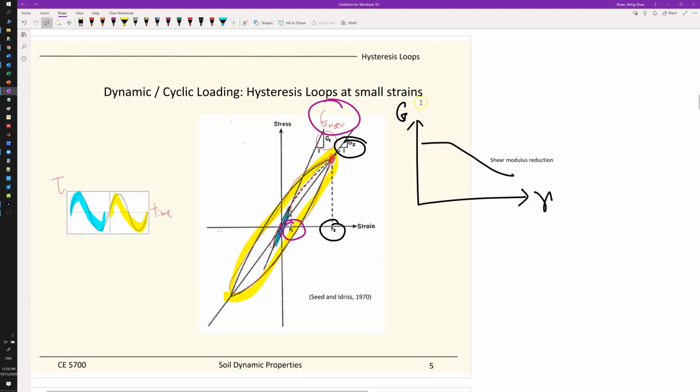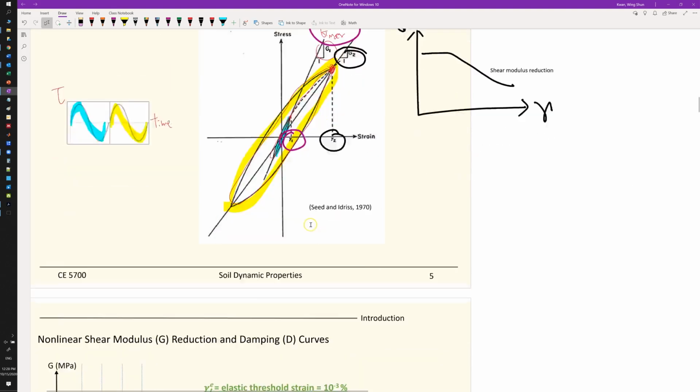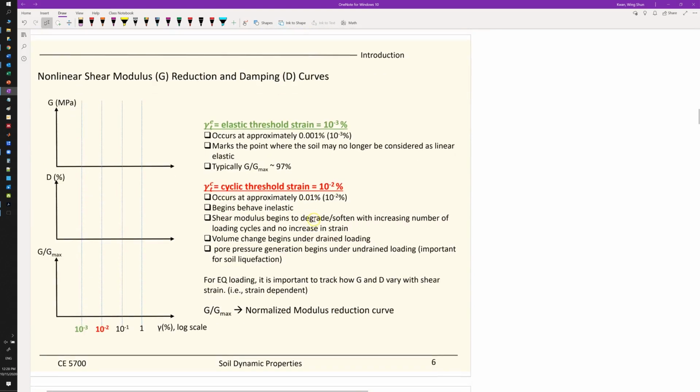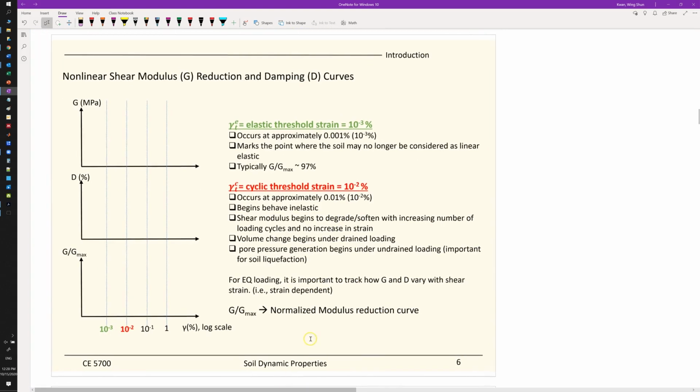So this is the whole complete picture of the soil dynamic properties. So we need a G, and also we need a damping ratio. We will talk about the damping ratio more too. So this is the whole idea. This is a very important slide to summarize what we are learning, the whole picture.